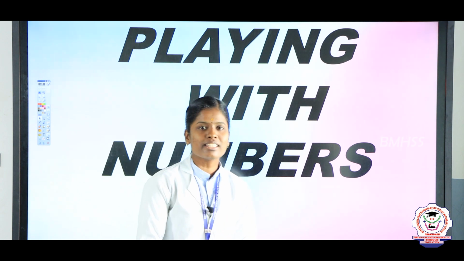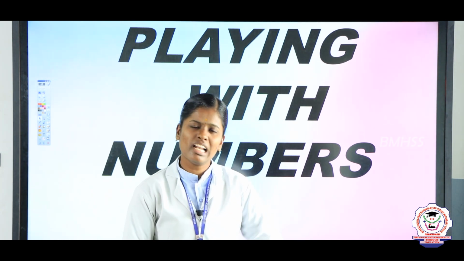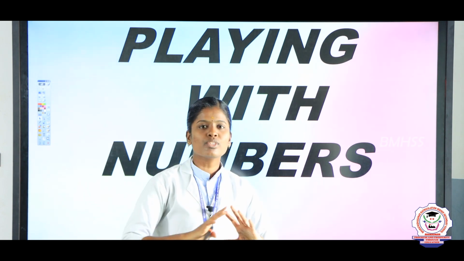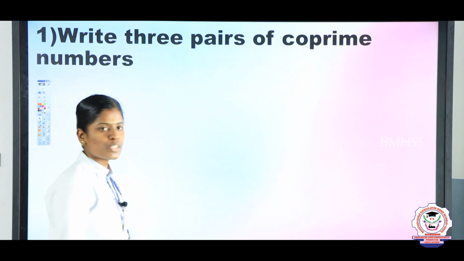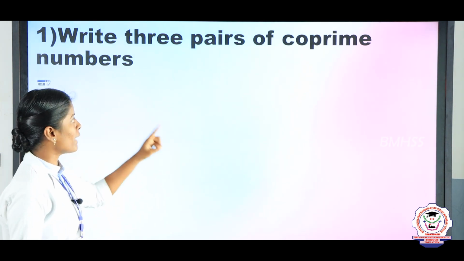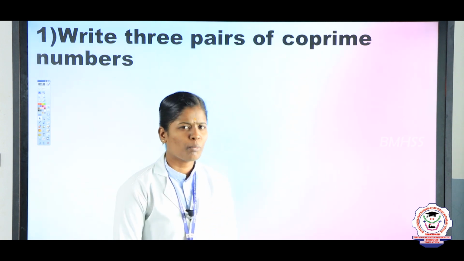Yes, a number is a mathematical object. It is used to count, measure and label. Today we are going to see some of the topics. Listen here. Our first question is, write 3 pairs of co-prime numbers.